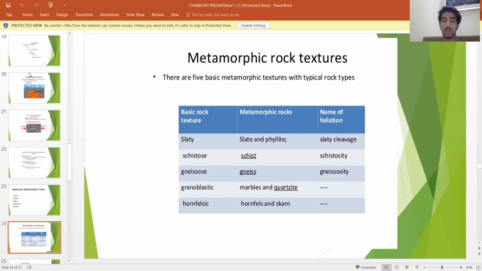The metamorphic rocks have different textures. They may be slaty, or they may look hornfelsic or granoblastic. In this table, mainly the textures of metamorphic rocks are mentioned.